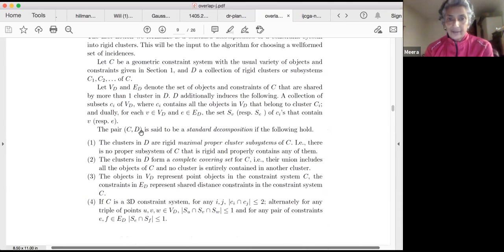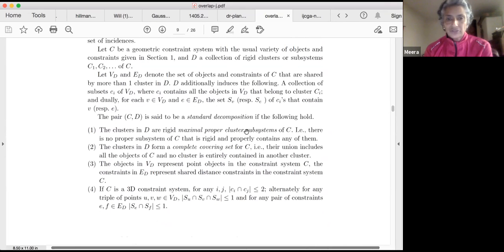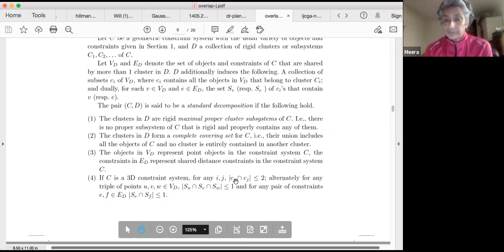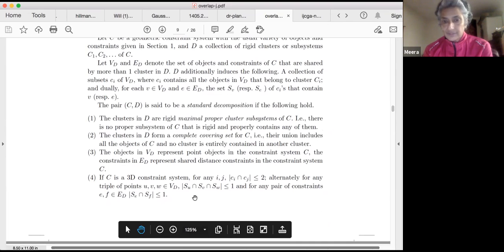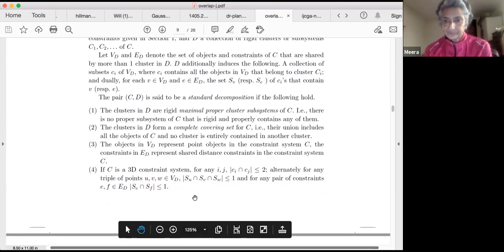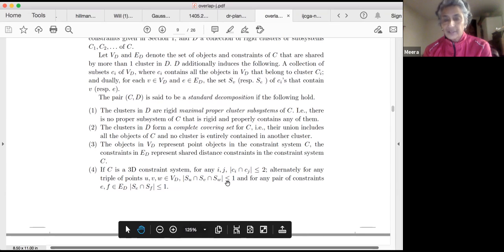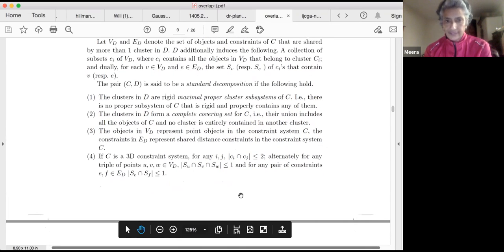So the pair CD is a canonical decomposition. This is simply defining what we already know, just seen a few times. We can assume that the intersections are trivial, because if it's non-trivial, it's extremely easy, the recombination system. And then for every triple of points, we know that the intersection of the set of clusters that share each one of those points is at most 1. Also, that follows from the fact that the whole thing is independent.